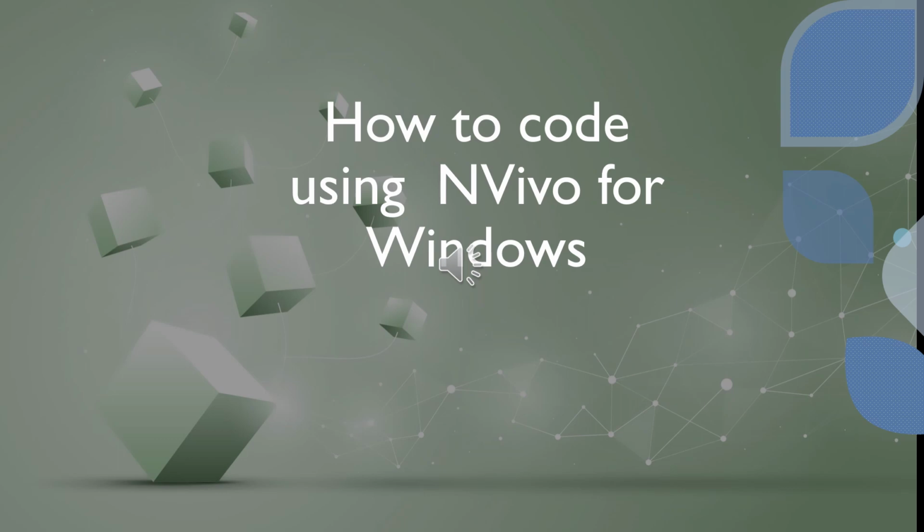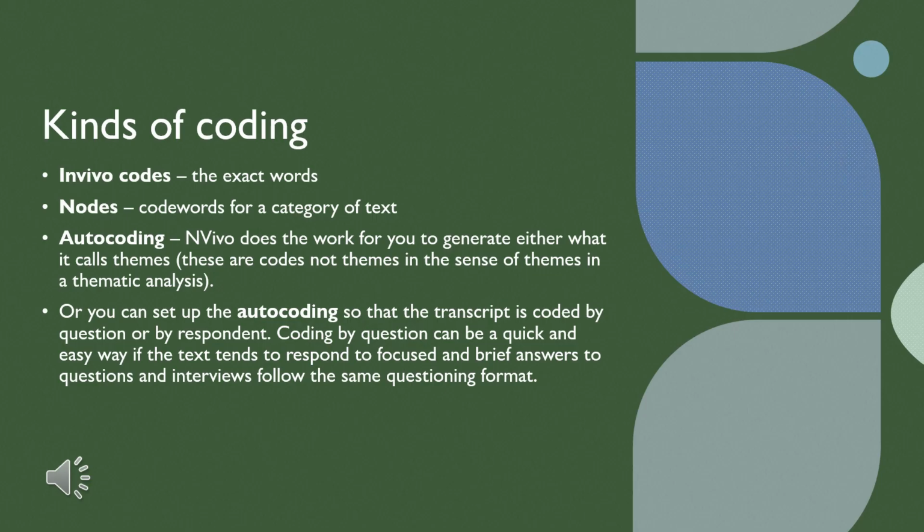How to code using NVivo for Windows. There are different kinds of coding you can do in NVivo. NVivo codes are when the name of the code is also the exact same words that have been coded. An example will be given below.